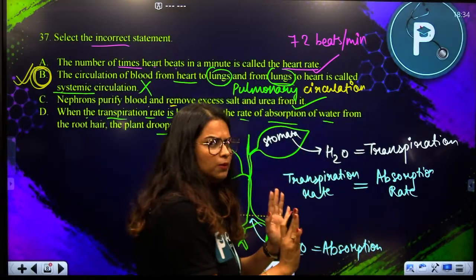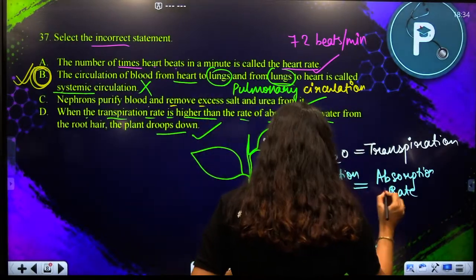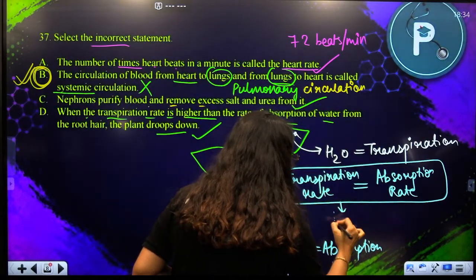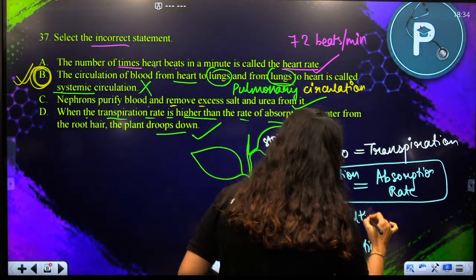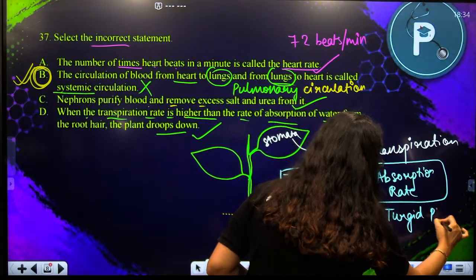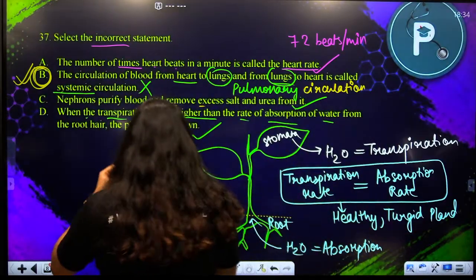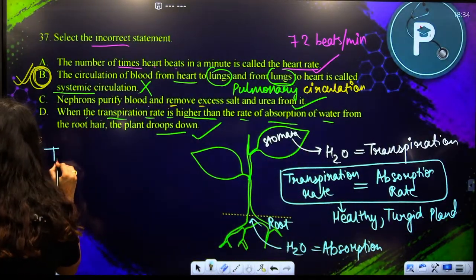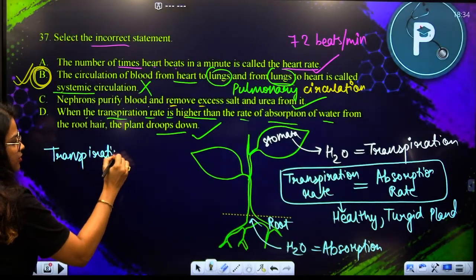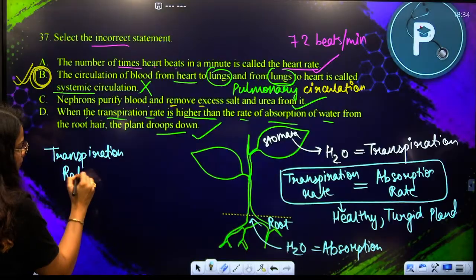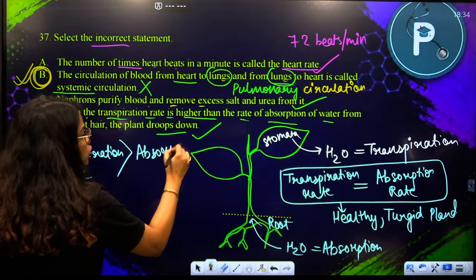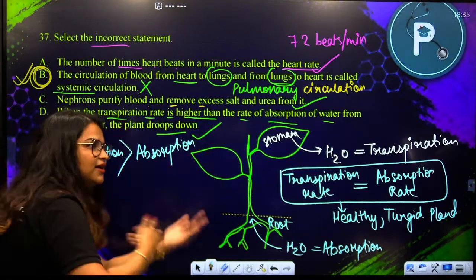Nothing would happen to the plant. The plant would be healthy. This would lead to a healthy, turgid plant. But what would happen if the transpiration rate is more? If the transpiration rate is higher than the absorption rate, the plant is losing water faster than it can absorb.